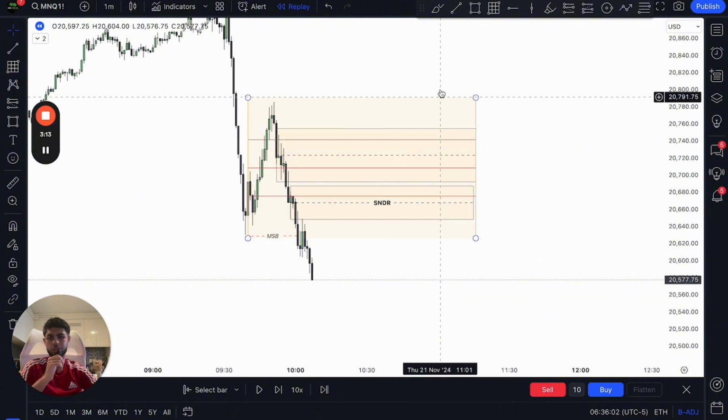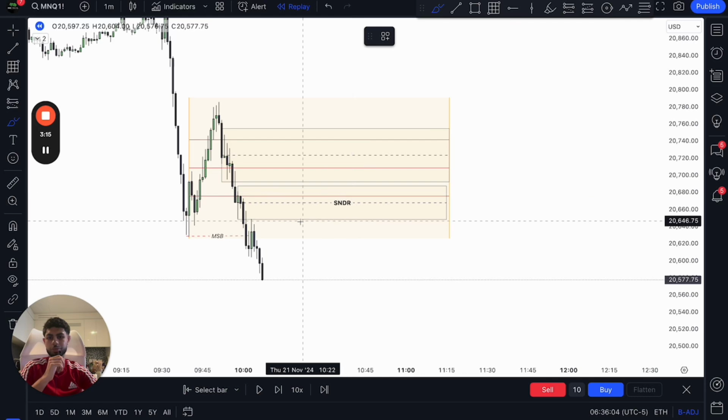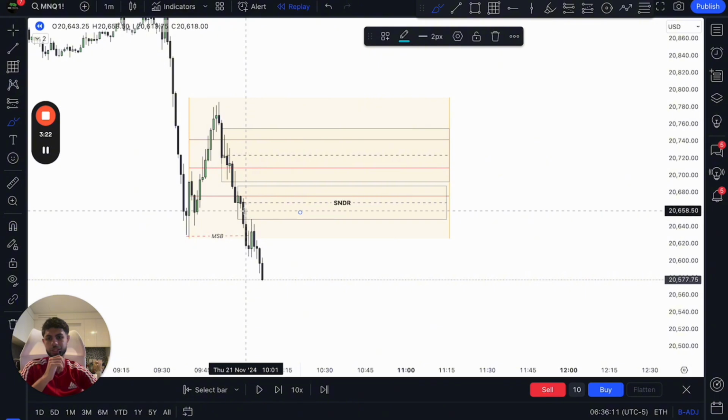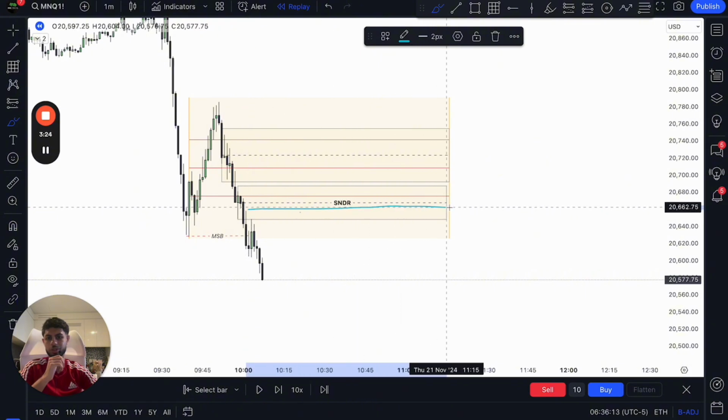I'll get into liquidity as well. Where can we expect price to take out? You can see we have this swing high, this swing high, this swing high. I'd expect price to come take out all this liquidity as well.